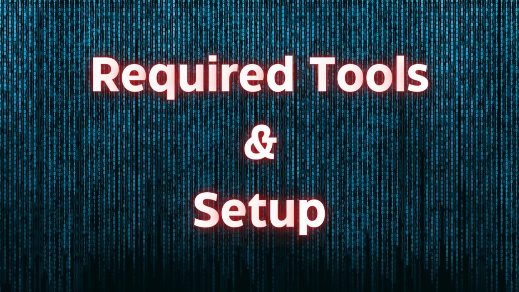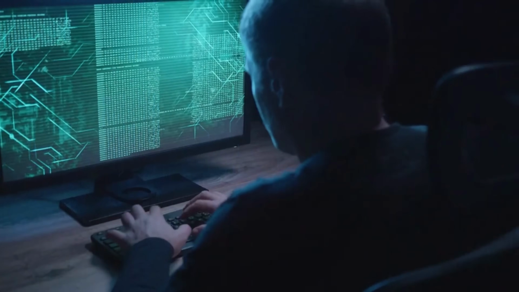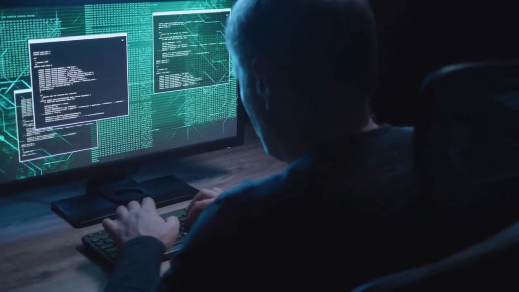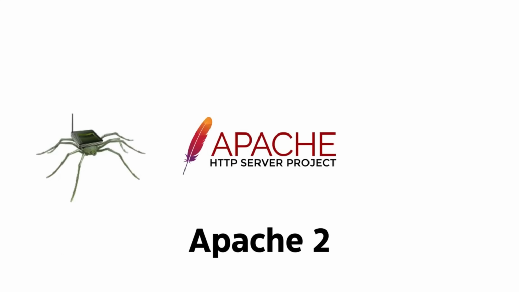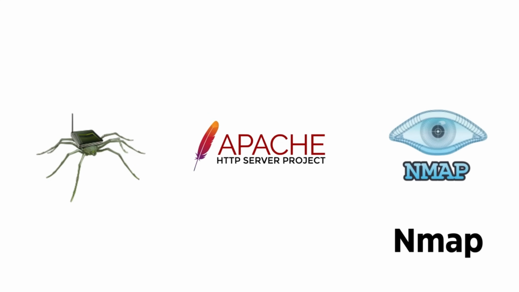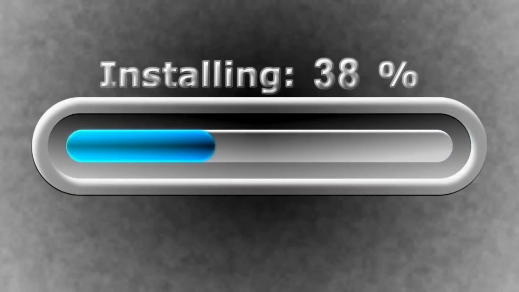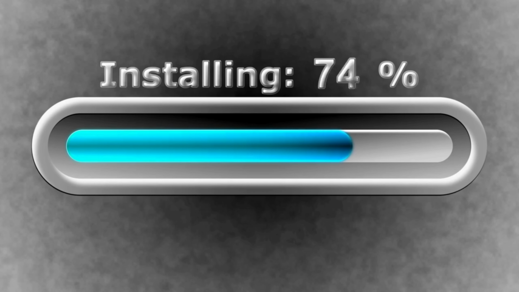Required tools and setup. For today's demonstration, we'll need several tools installed on our Kali Linux system. We'll be using Bettercap for the actual DNS spoofing, Apache 2 as our web server to host the fake page, and Nmap for network scanning. If you're following along, make sure you have these installed on your Kali Linux machine.